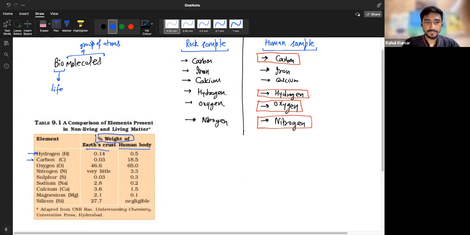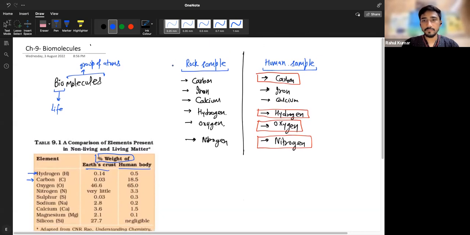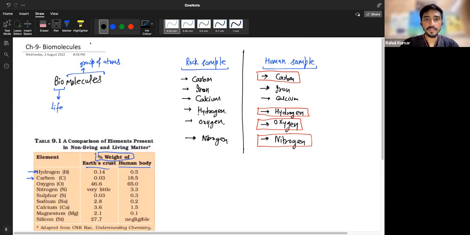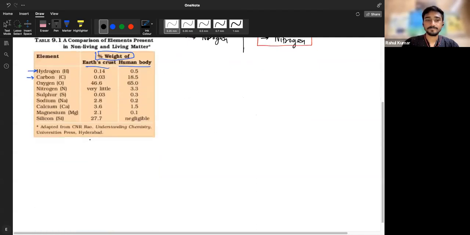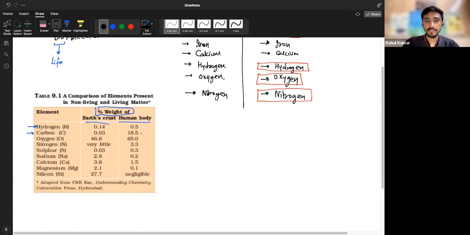Look at carbon, 0.03 in Earth crust, because most of the carbon is in atmosphere or in the living systems. 1 molecule of glucose, C6H12O6, has 6 oxygen atoms. So a lot of it is in our body.